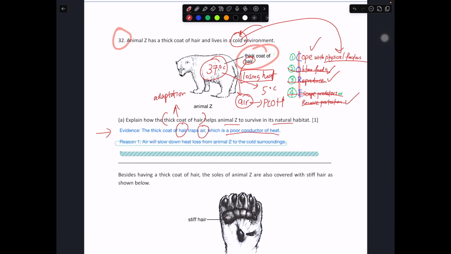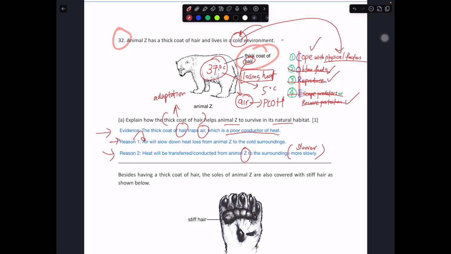So in this case, the reasoning number one could be something like this: the air will slow down heat loss from Z to the cold surrounding. This could be one way of explaining. Or another reason will be something like this: heat will be transferred or conducted from animal Z to the surrounding more slowly, or slower. Comparative adjective, both are fine. So this is one way to really explain this on your own.